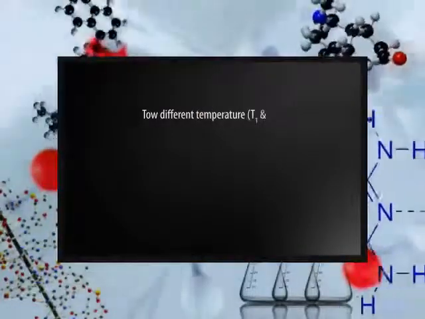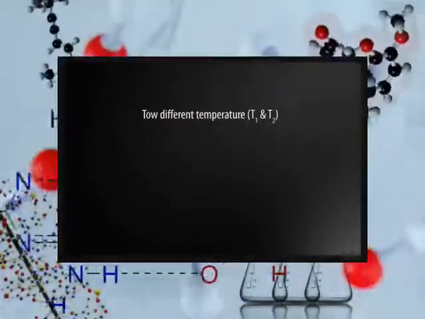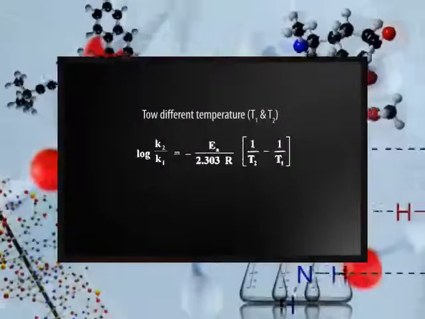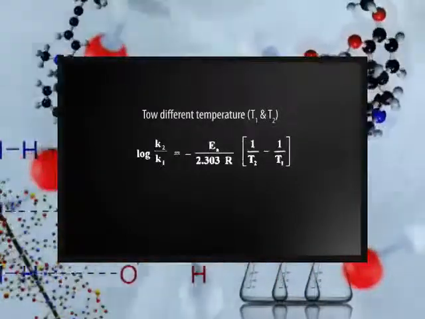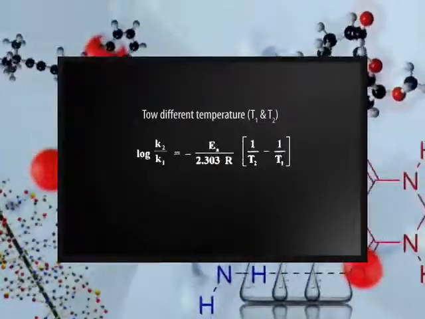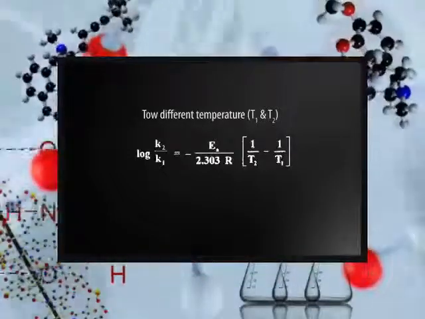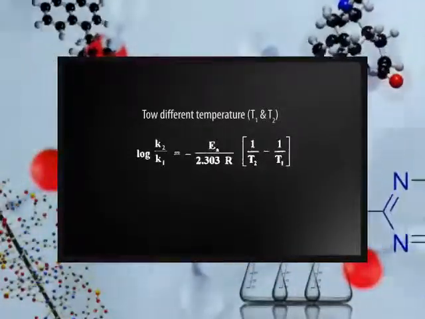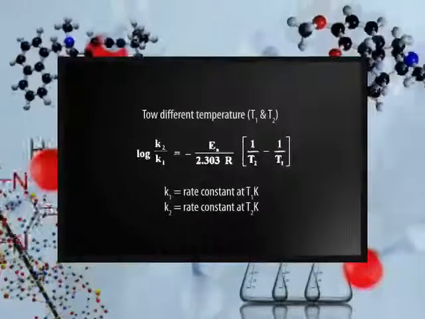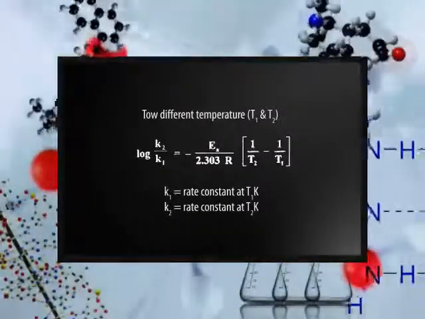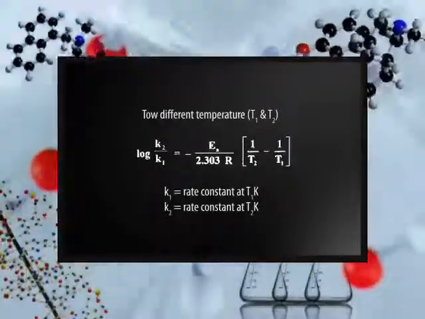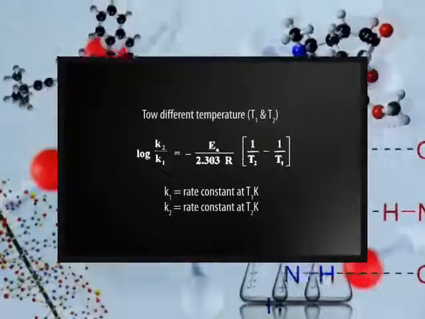For two different temperatures T1 and T2, the equation is written as log K2 by K1 is equal to minus Ea by 2.303 R into 1 by T2 minus 1 by T1, where K1 is the rate constant at T1 temperature.